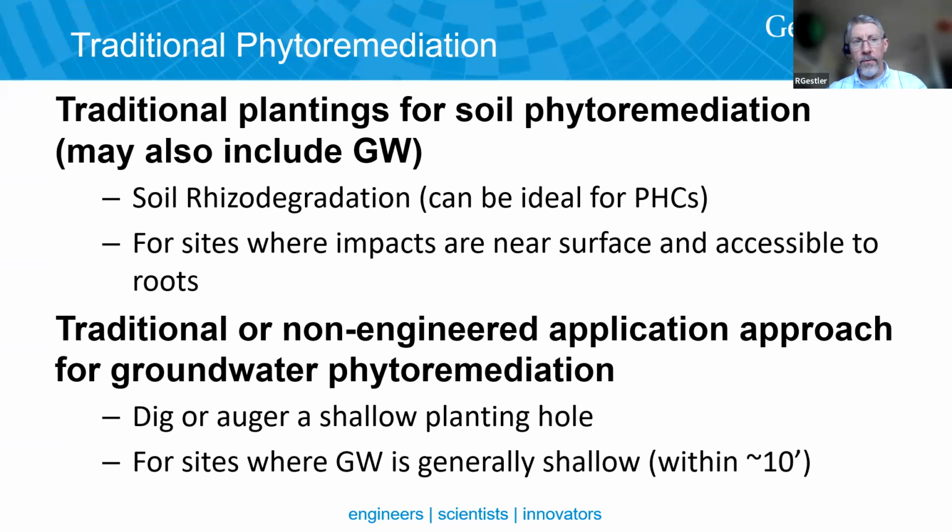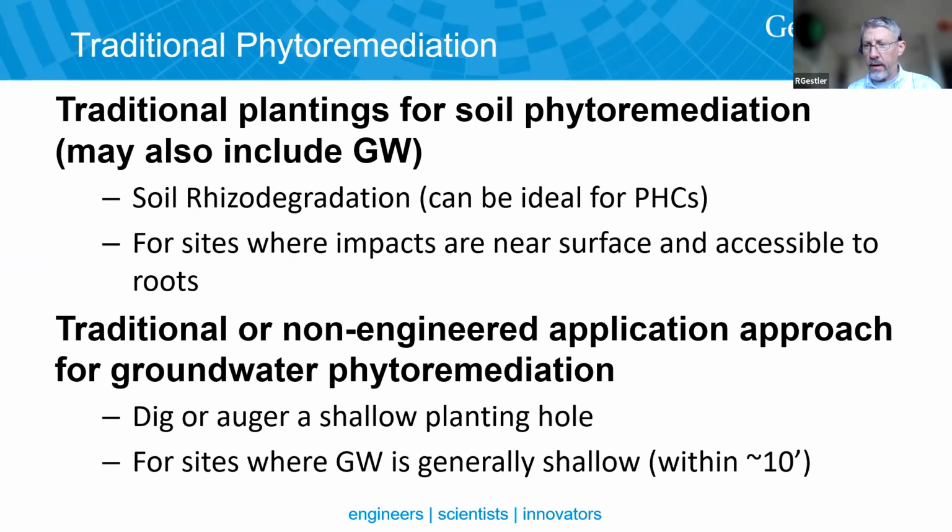So then let me turn my focus first to traditional phytoremediation. These are traditional plantings, that is typically surface plantings of trees or other plants for soil phytoremediation often, in some cases also for groundwater if it's shallow. A key mechanism here is typically soil rhizodegradation. Again, that's the degradation or breakdown of contaminants, especially organic pollutants, within the root zone. Oftentimes we're applying things like this for petroleum hydrocarbon impacted sites where, in shallow soils, there may have been an above ground storage tank that released fuel.